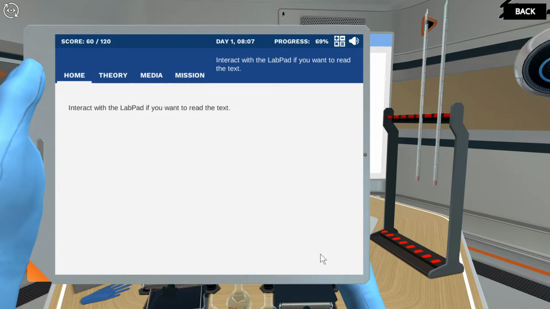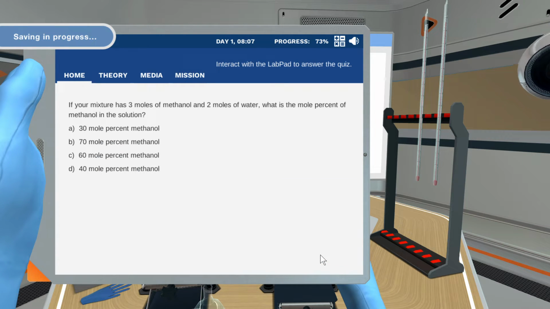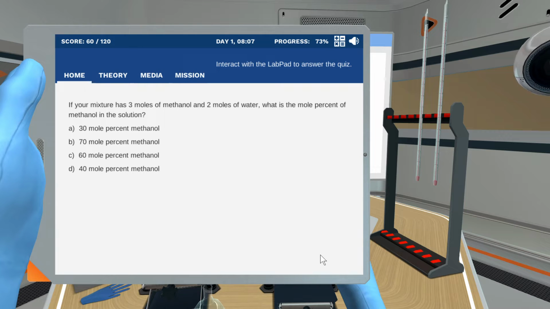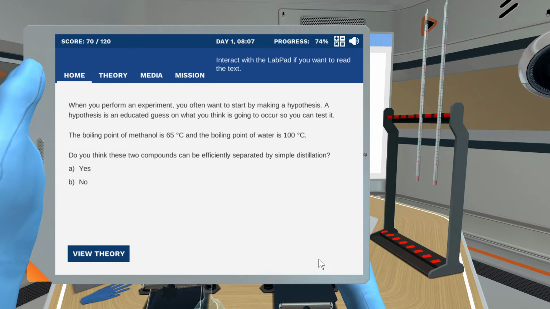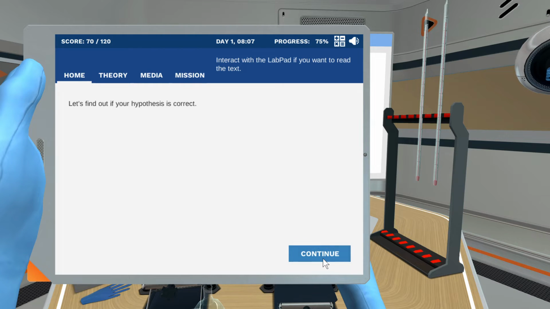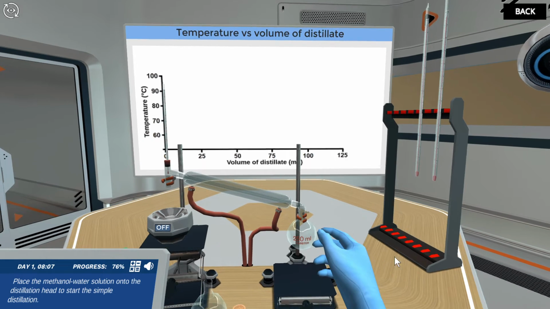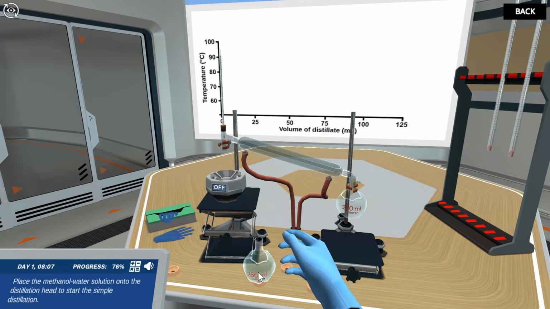Congratulations! If your mixture has 3 moles of methanol and 2 moles of water, what is the mole % of methanol in the solution? That's right. When you perform an experiment, you often want to start by making a hypothesis. Let's find out if your hypothesis is correct. Place the methanol water solution onto the distillation head to start the simple distillation.